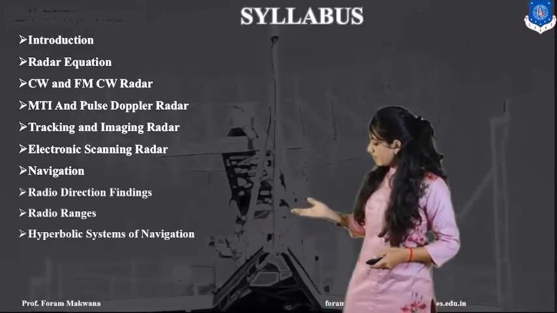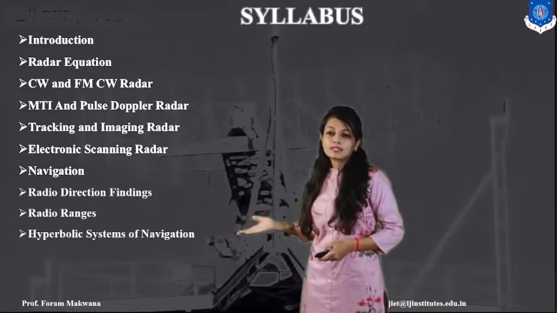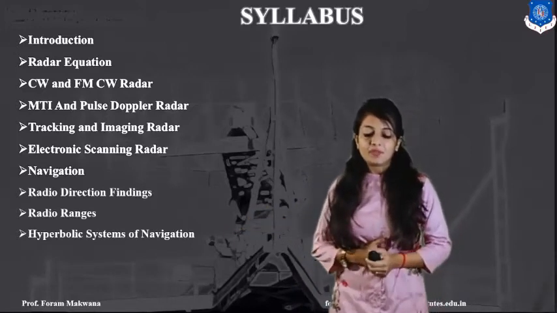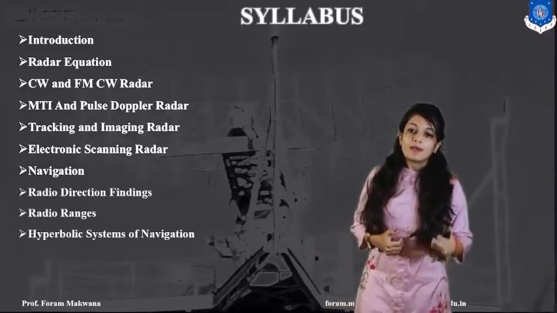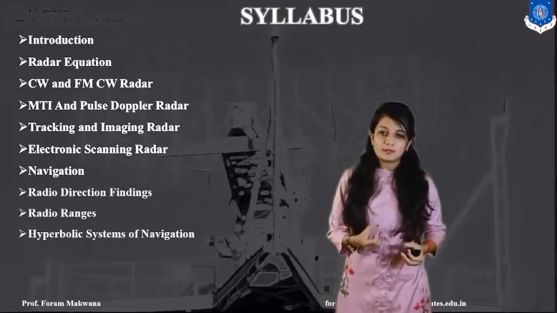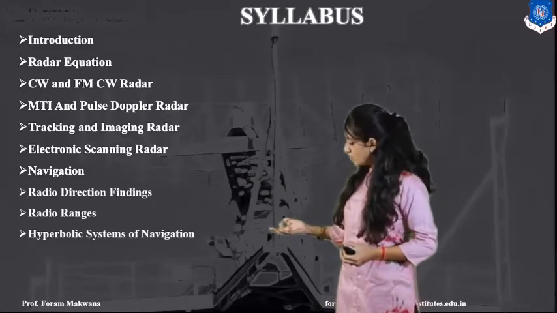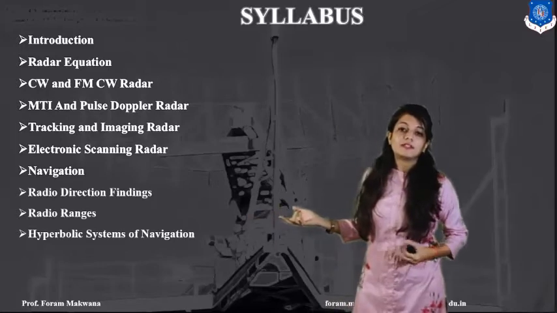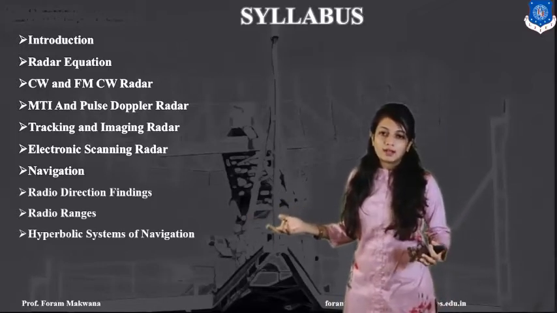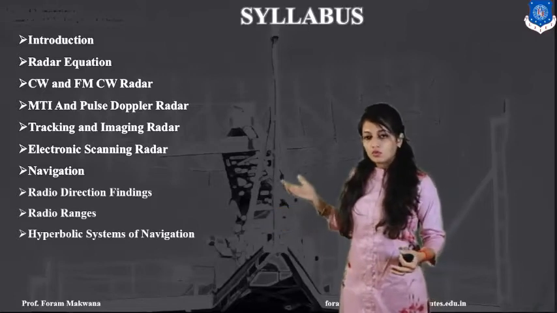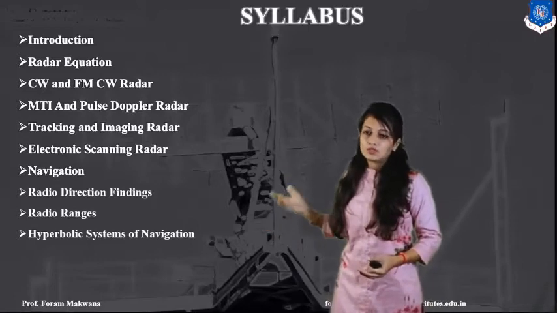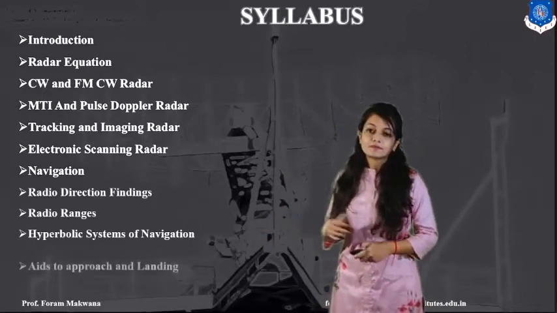Chapter number 10, that is the hyperbolic system of navigation. Now what do you mean by hyperbolic system? Hyperbolic system means my receiver is able to receive the signal from multiple transmitters. That is known as the hyperbolic system. And there are different types of hyperbolic systems like LORAN, TACAN, DECCA. These are the types of hyperbolic navigation systems that we are going to study in chapter number 10.